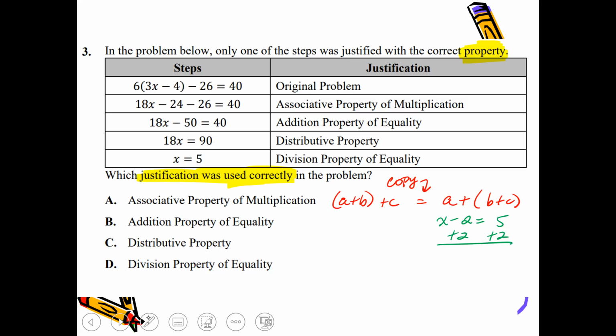Okay, letter C is distributive property. So that's like if I have a number in front of parentheses A plus B, I take the 4 and multiply it in here. So I have 4A plus 4B. That's a distributive property.